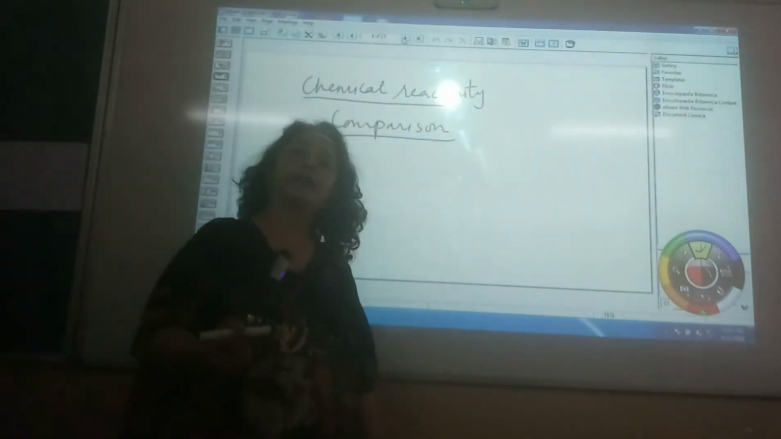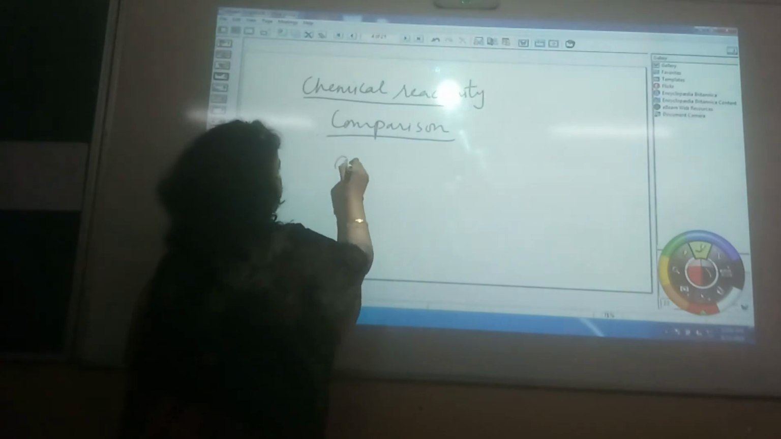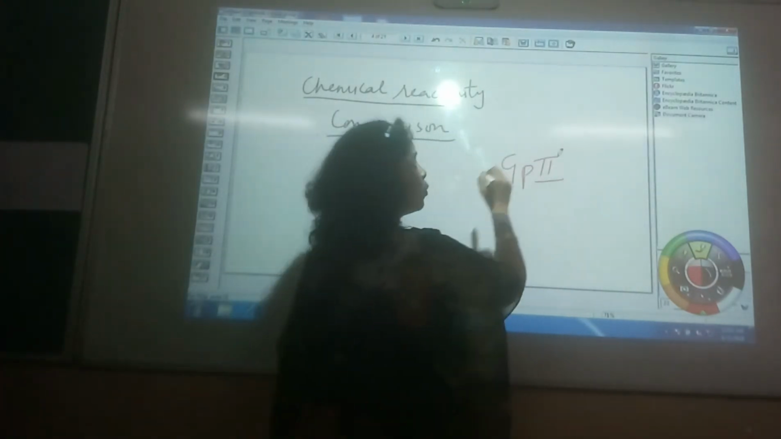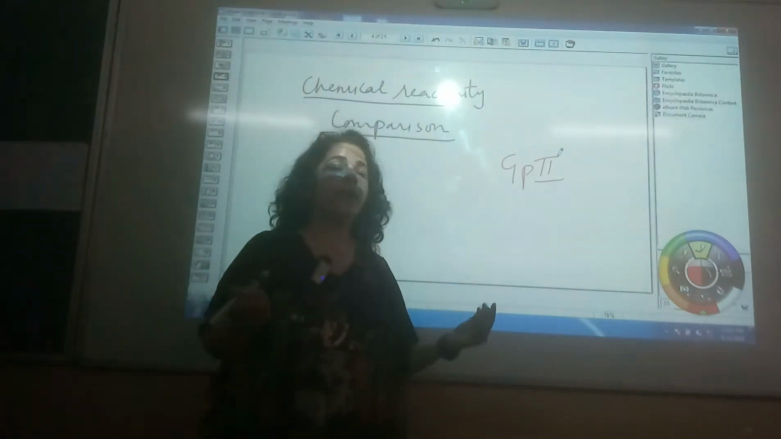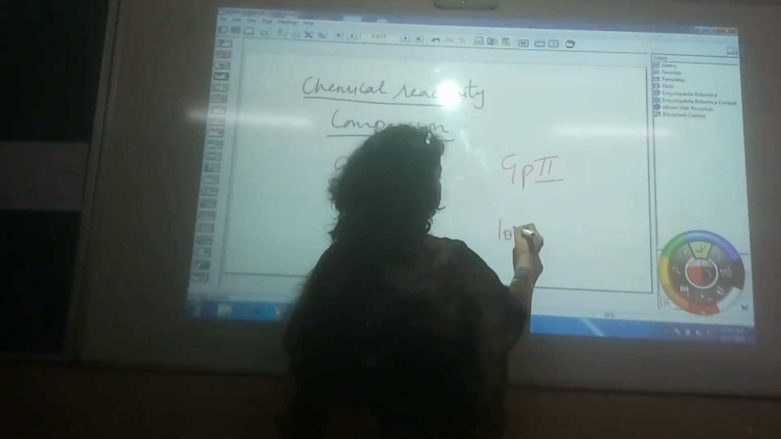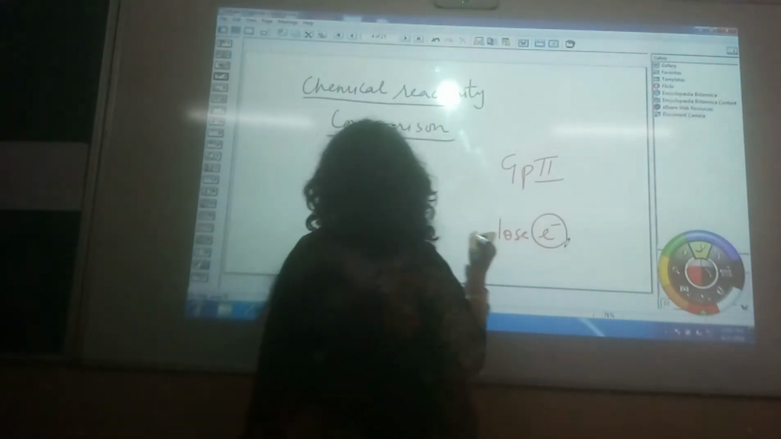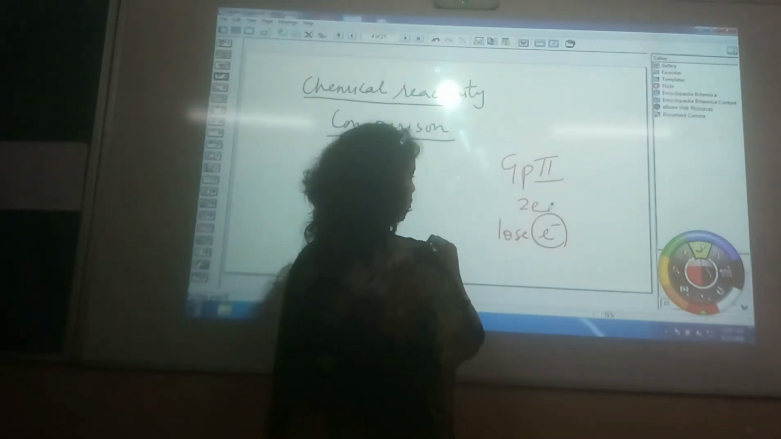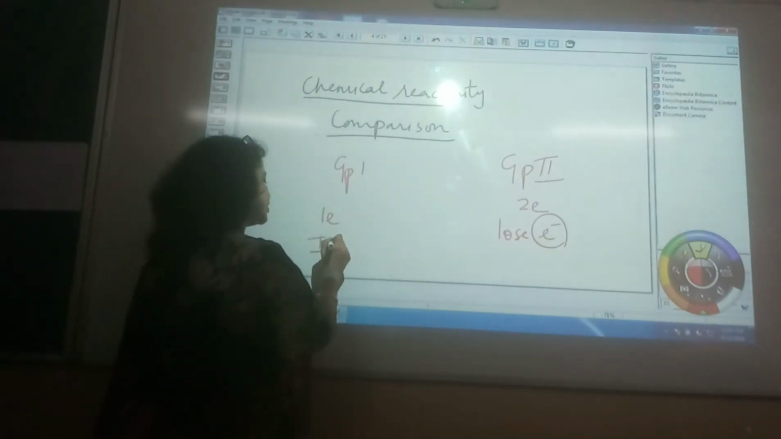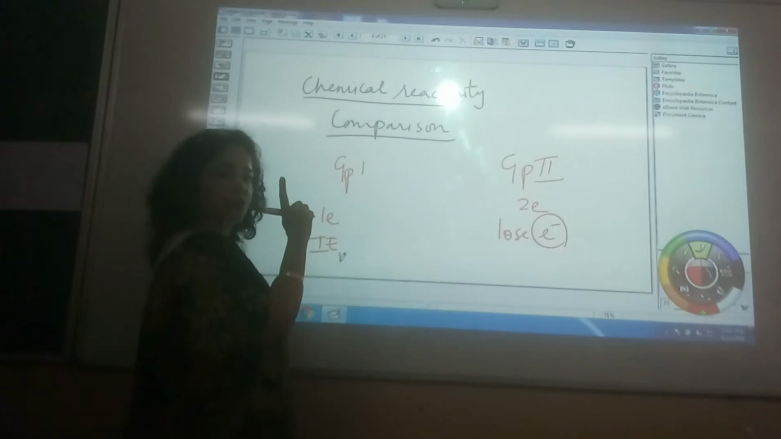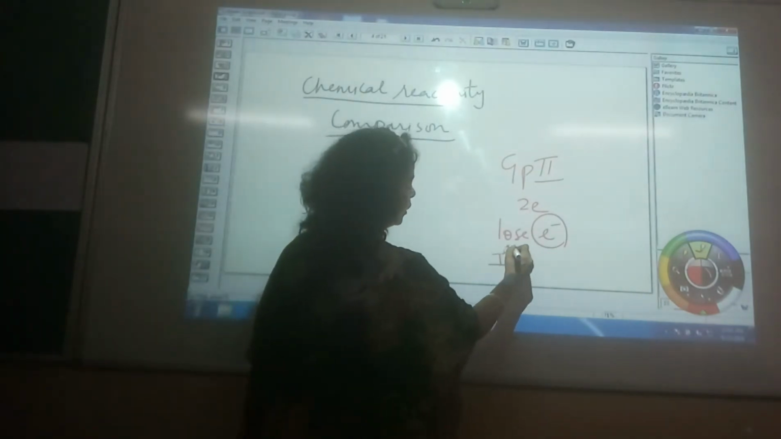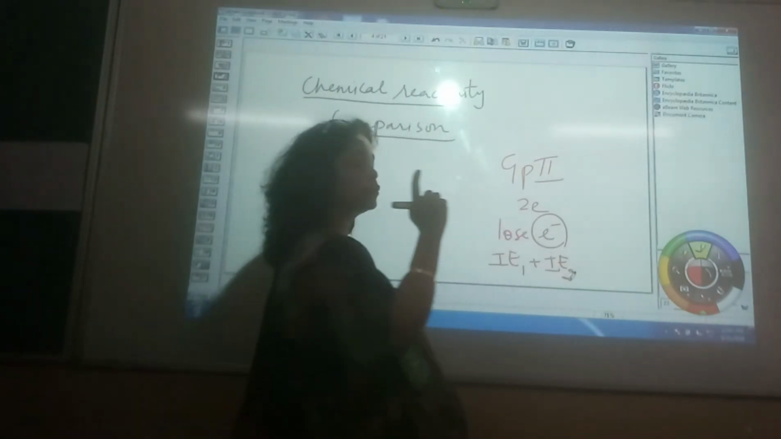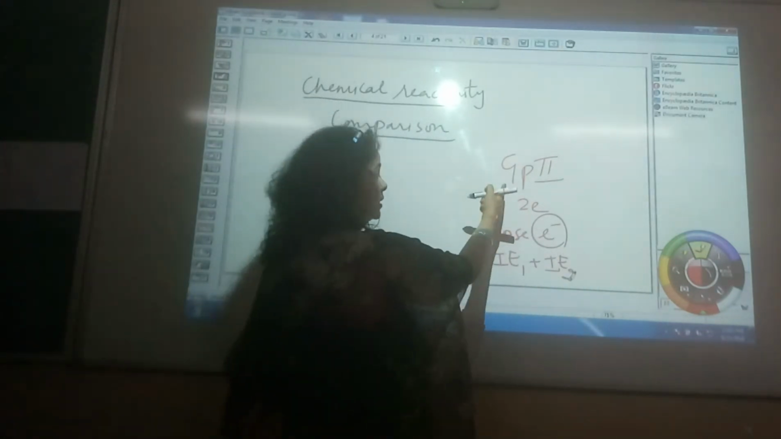Moving to the chemical reactivity. Let's compare again group 1 and group 2. Now both group 1 and 2 are metals. If they are metals, they have a tendency to lose electrons. How many? Group 1 would lose only 1 electron, while group 2 would prefer to lose 2 electrons. Group 1 would require ionization energy 1, only 1 electron is to be lost. Whereas group 2 would require ionization energy 1 plus ionization energy 2, because you have to lose 2 electrons out of this metal.